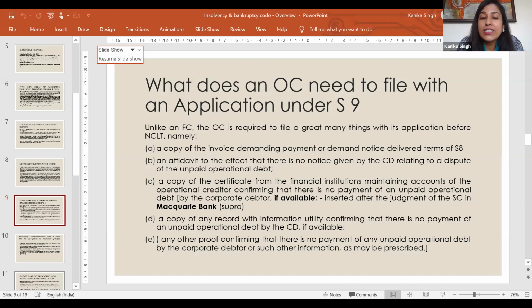The next thing that he needs to file is a copy of any record with an information utility. What is an information utility is defined under the code, and there is also a regulation for the same, which you can see at your convenience. The other thing that he needs to do is any other proof confirming that there is no payment of any unpaid operational debt by the corporate debtor. This is in brief what needs to be filed under section 9. Again, I would call upon you to look at regulations that have been framed under the code. I will be mentioning the regulations which give additional requirements that are to be complied.